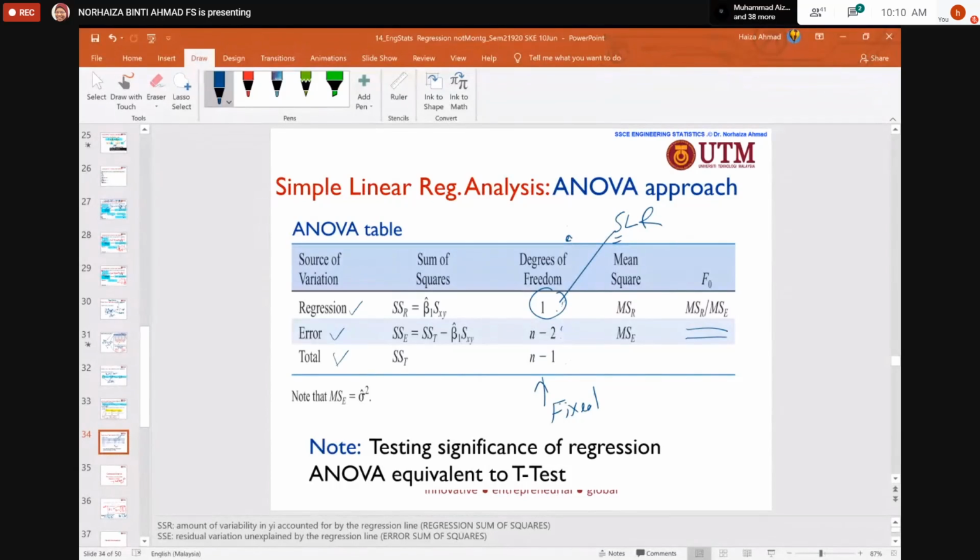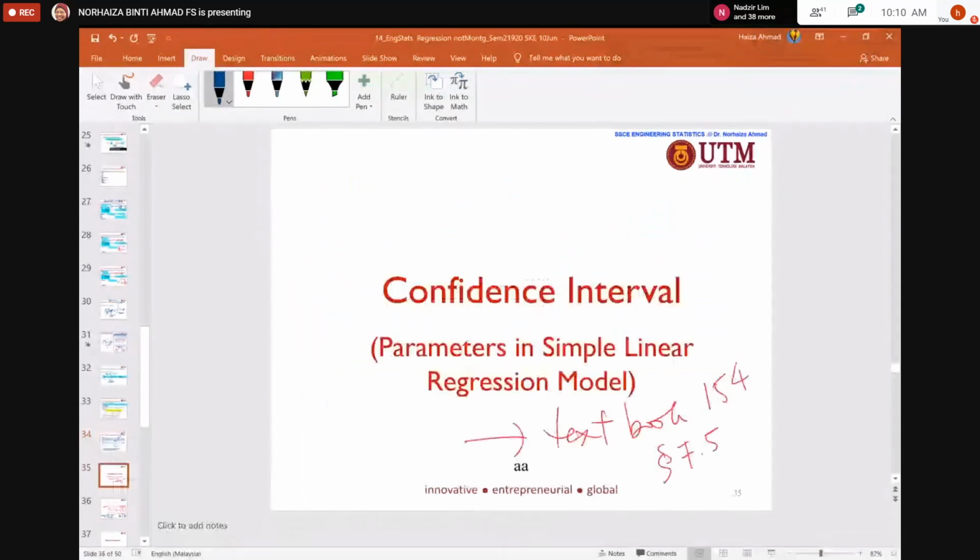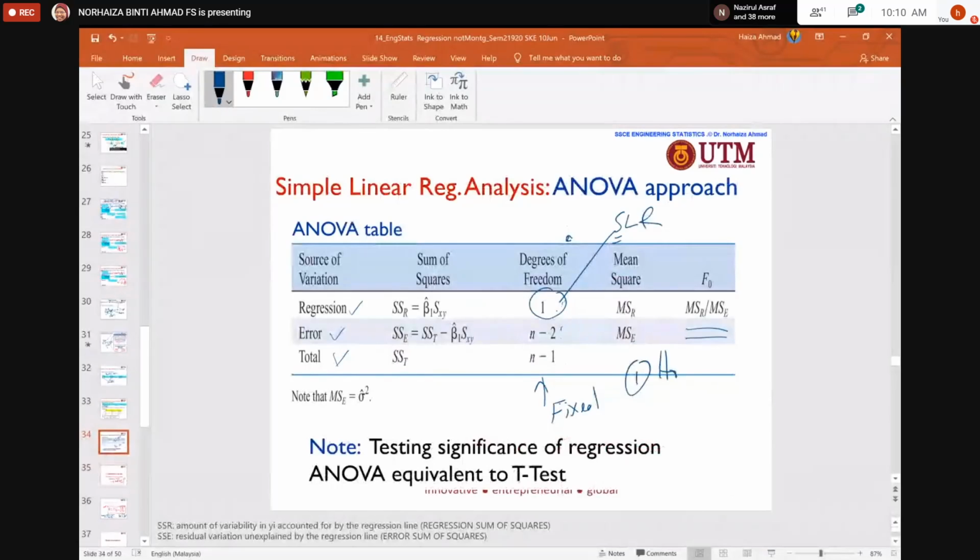So whether you do ANOVA or the t-test, your conclusion would be similar. It's equivalent. For the ANOVA test, the method of conclusion is the same: you need to state H0 and H1, build the ANOVA table and the F test, then put your rejection rule and then conclusion.